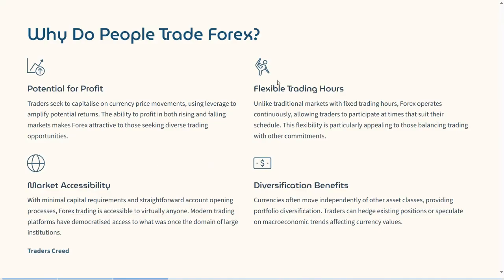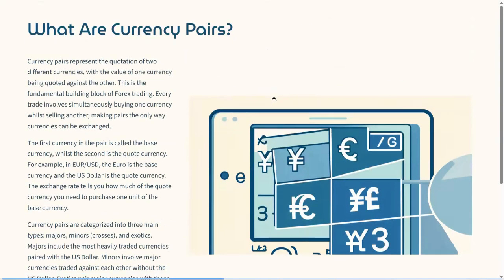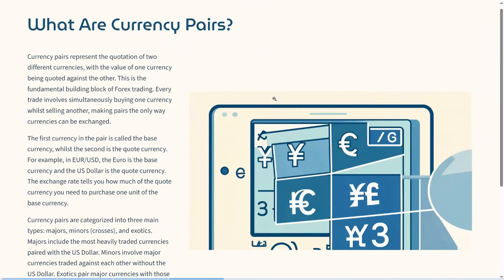People trade forex because of the flexible trading hours. You don't need to be stuck to one particular place for a long period of time. You can trade it from anywhere, so it has diverse benefits. Different people have different reasons why they trade these markets. But for people like us, retail traders, we basically focus on making profits.